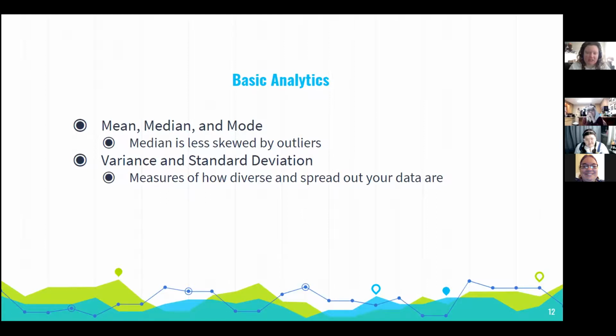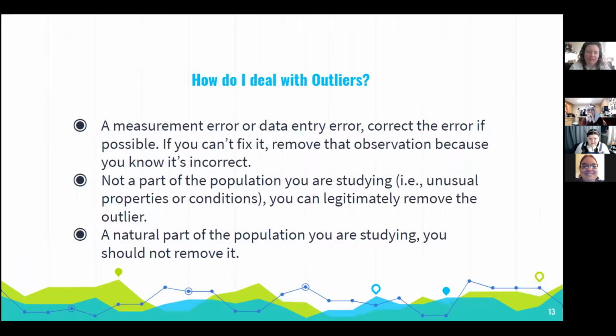And the second thing that you can probably do by yourself is variance and standard deviation. And these are basically measures of how diverse and spread out your data are. And that will tell you a little bit more about why your data looks the way it looks and how that might affect your basic analytics. And one of the things you might be asking is how do I deal with outliers? That is one of the first things that people will ask you when you start posting your results from your data.